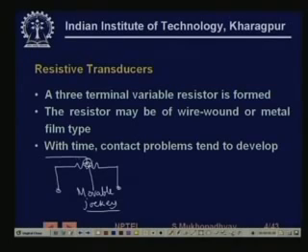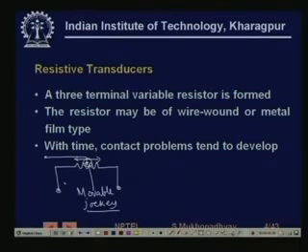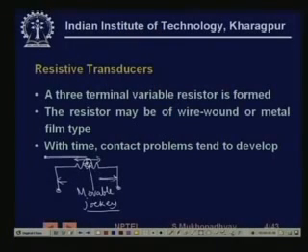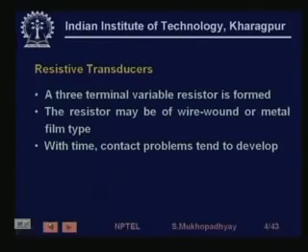Now, obviously as this moves, it can move either in a linear fashion or in an angular fashion. As it moves, naturally the resistance between these 2 terminals will change. So, it can work either as a resistance, or it can work as a voltage divider, in which case if you supply a fixed voltage, then the voltage across these 2 terminals, this is V out, will change as you move the position. So, basically this principle is what is used for resistive transducers.